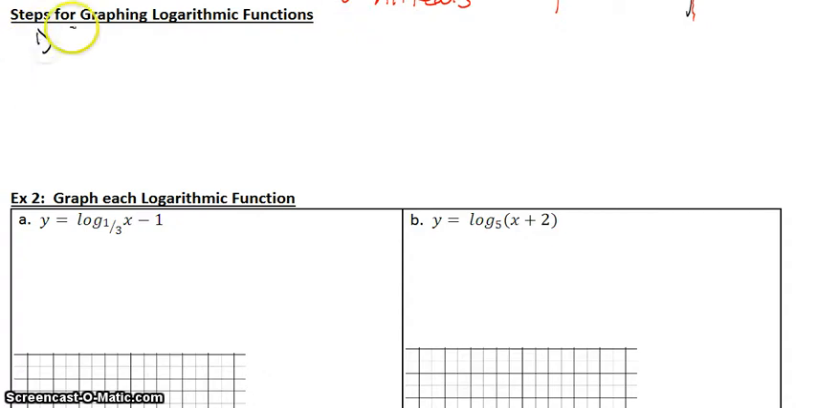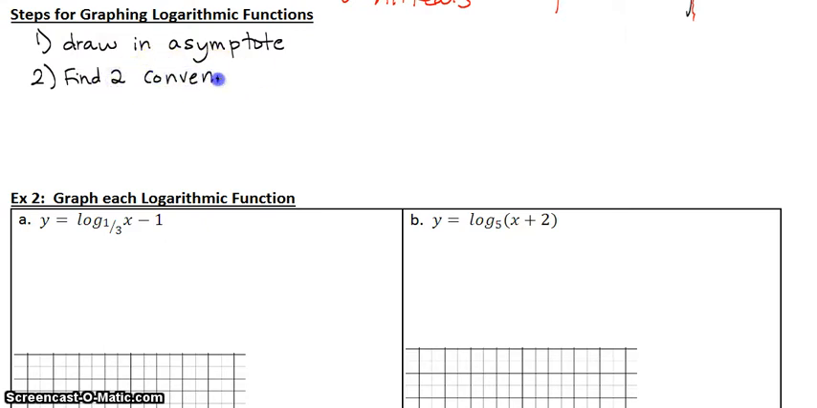Step 1, we're going to draw in our asymptote line. And remember, the asymptote line was x equals h, and it's the opposite of what you saw for h. So if I saw plus a number, it'd be a negative. So step 1, draw in an asymptote. Step 2, we're going to find 2 convenient points to plot.